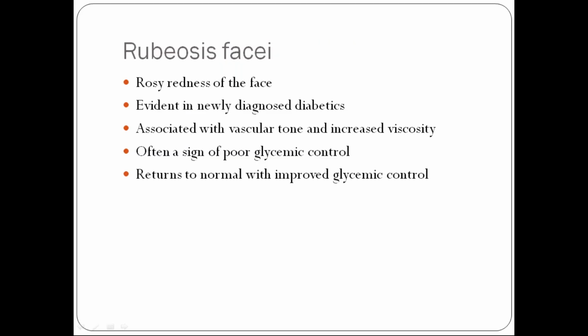Next is rubeosis faciei, that is rosy redness of the face. It's evident in most newly diagnosed diabetic patients, and this is associated with vascular tone and also increased viscosity of the blood. It is often a sign of poor glycemic control, and returns to normal with improved glycemic control. Since only some conditions you can manage with better treatment, that is why it's important to know these conditions. So please pay attention.